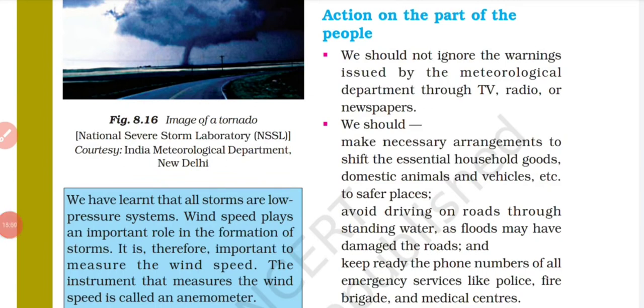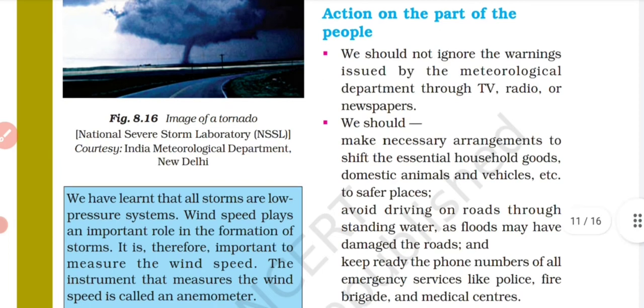Now, action on the part of the public. What can the public do at the time of these disasters? We should not ignore the warnings issued by the meteorological department through TV, radio, or newspaper. Whatever warnings are given by the meteorological department, that means the weather forecast department, we should not ignore them. We should make necessary arrangements to shift essential household goods, domestic animals, vehicles, etc. to a safe place.